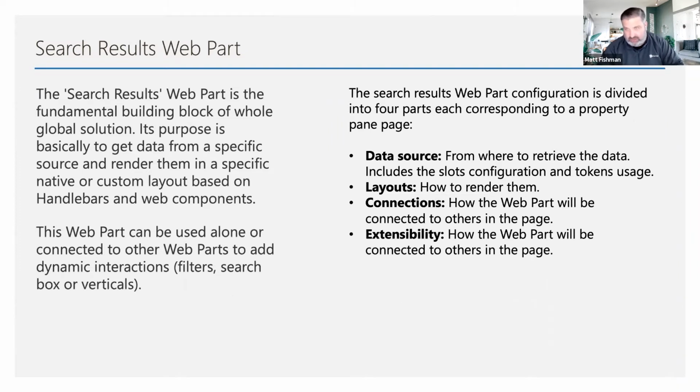Extensibility is if you want to do some customizations. Basically, it asks for essentially 3 things. One is what your data source is. Where is the data coming from, and what type of data do you want to display in this web part?